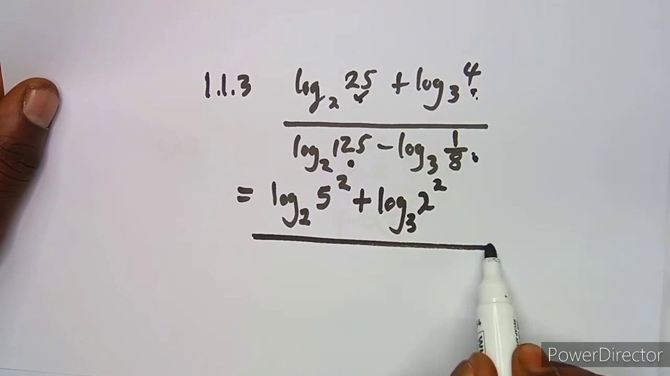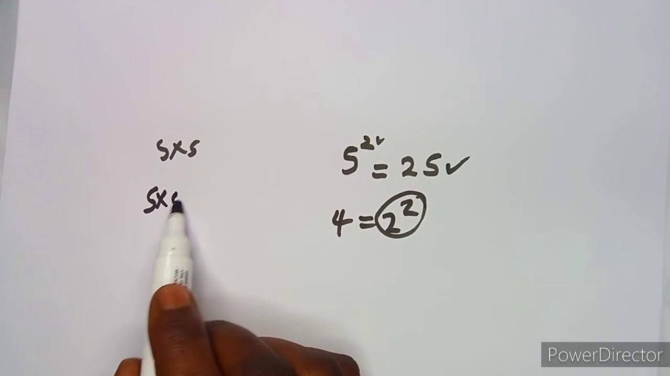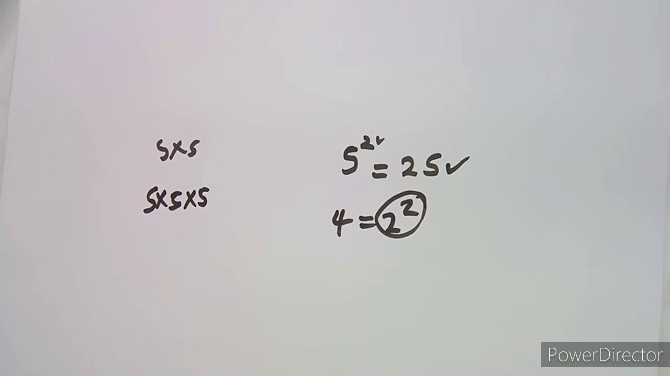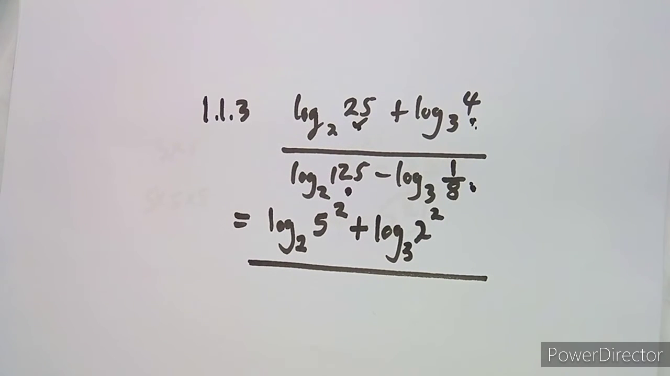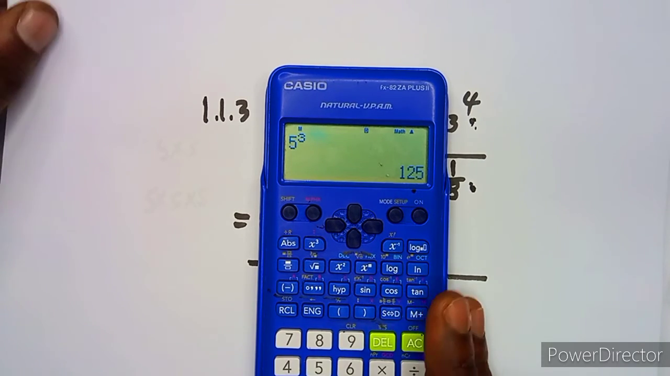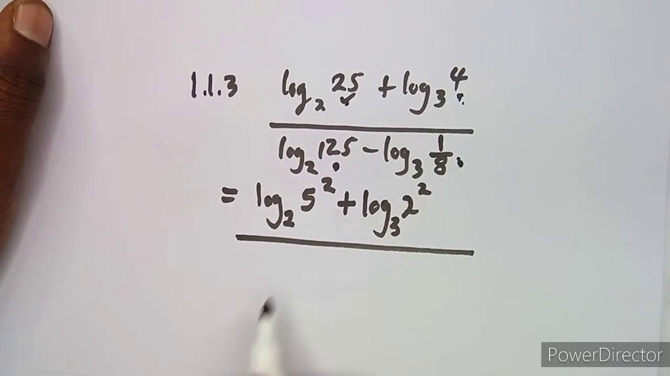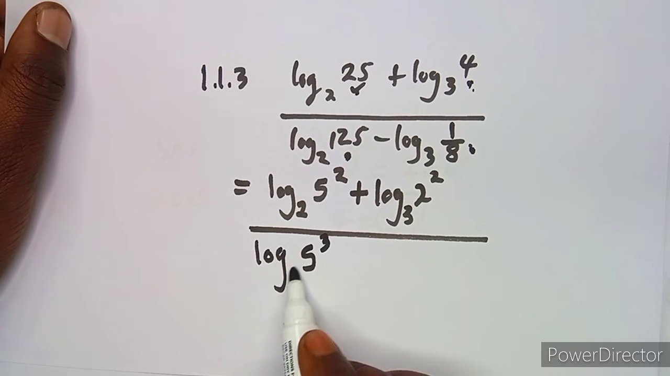Okay, everything over, we have got 125. Still we come back to 5 times 5 times 5 until we obtain 125. This is going to give us 5 to the exponent of 3. It is the one that is going to give you 125. Let me just show you here from the calculator: 5 to the exponent of 3 is 125. Are you seeing that? So we can write this in terms of 5, which is log 5 to the exponent of 3 in base 2.